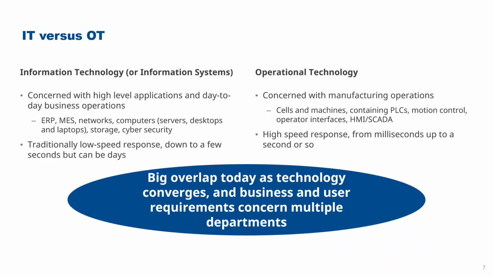So operational technology, or OT, is all about the actual control equipment. And today there's a bigger and bigger overlap between these different types of technology as the underlying technology converges, and also because business and user requirements often now concern multiple departments. So people in the IT team might be concerned with cybersecurity in the OT equipment. People who are operating OT equipment might be concerned with the interface to the MES operated by the IT people. And they might all be concerned with the underlying networks and computers and the user management and so on. So there's often a big overlap between IT and OT, but generally we do separate them according to these criteria here.